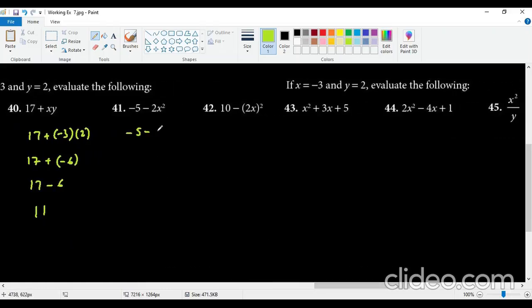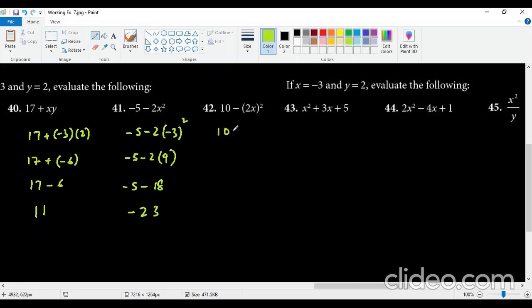Now comes negative 5, negative 2, the value of x is negative 3 squared, that means minus 5 minus 2 multiplied by 9, so minus 5 minus 18 is going to give you a minus 23 as an answer.